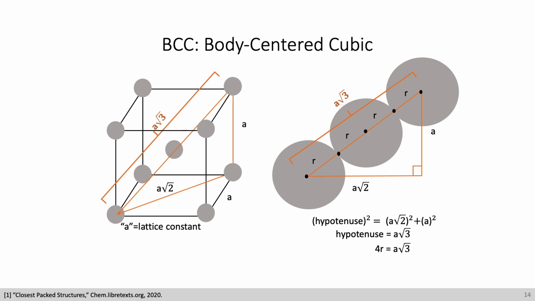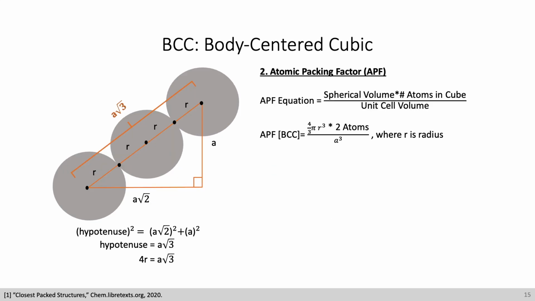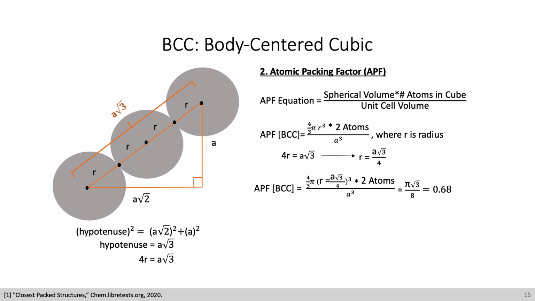And so with this, we can calculate the APF and find that it is 4/3 pi R cubed times 2 atoms from the previous slide over A cubed. We then solve for R from the relationship shown on the left figure and find that R is equal to A square root of 3 over 4. We then put that into our equation and find that this is equal to pi square root of 3 over 8, or 0.68, so 68% of our BCC structure is consumed by our atoms.